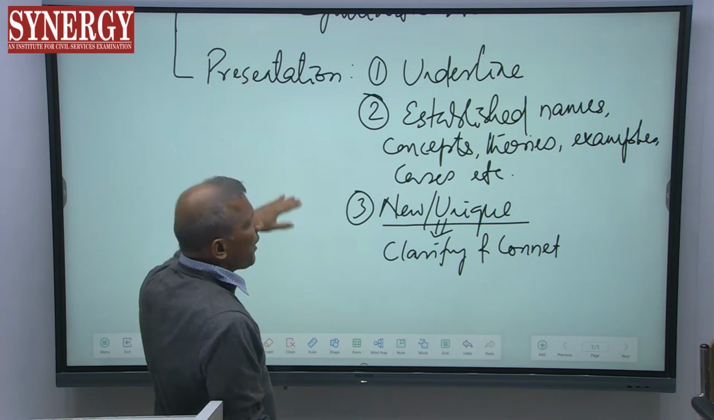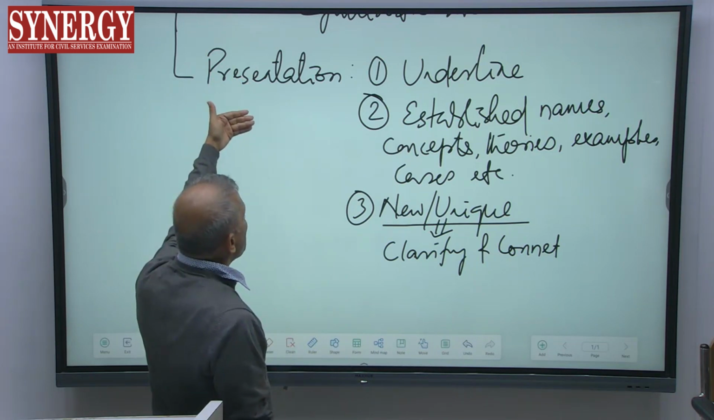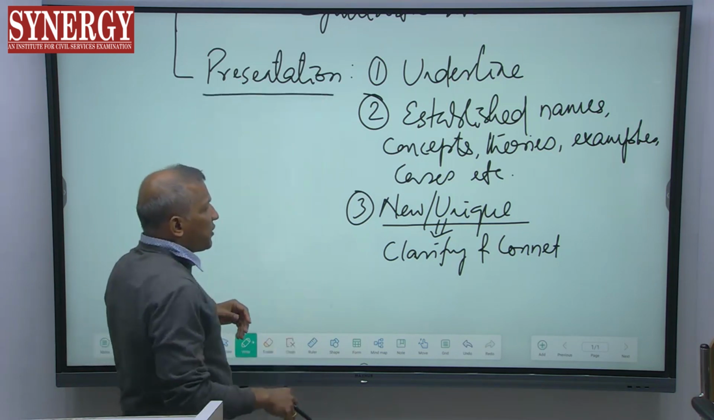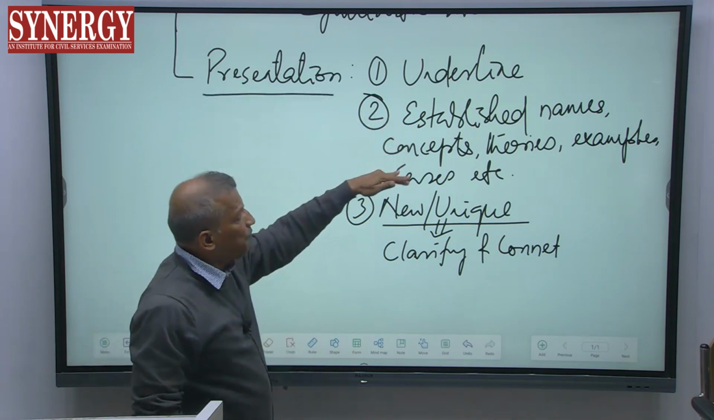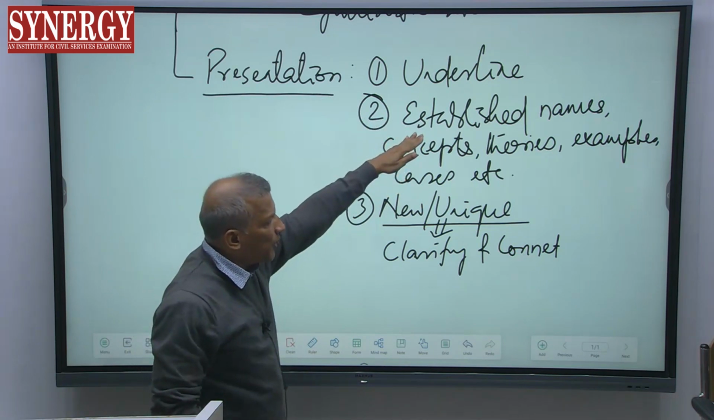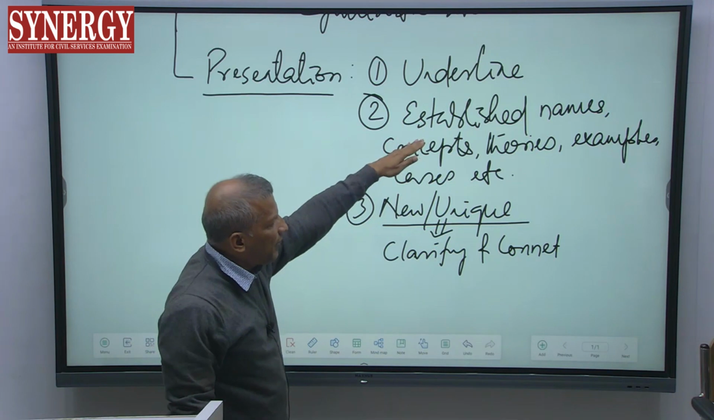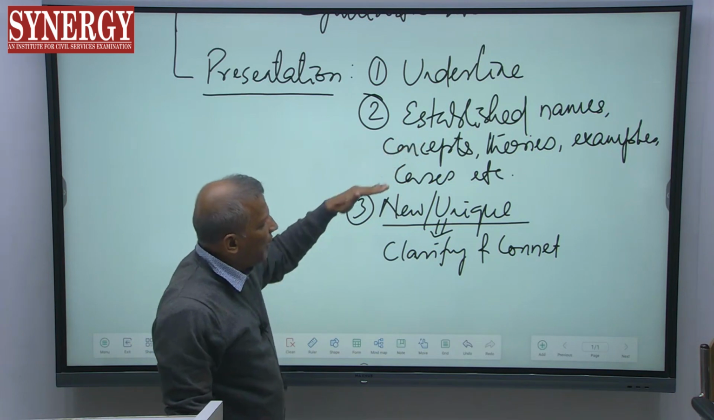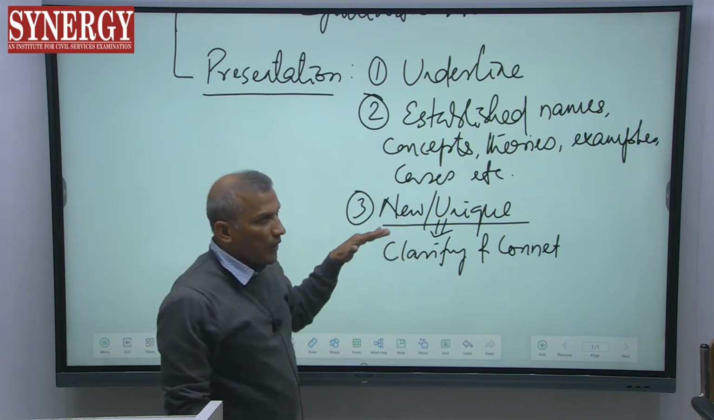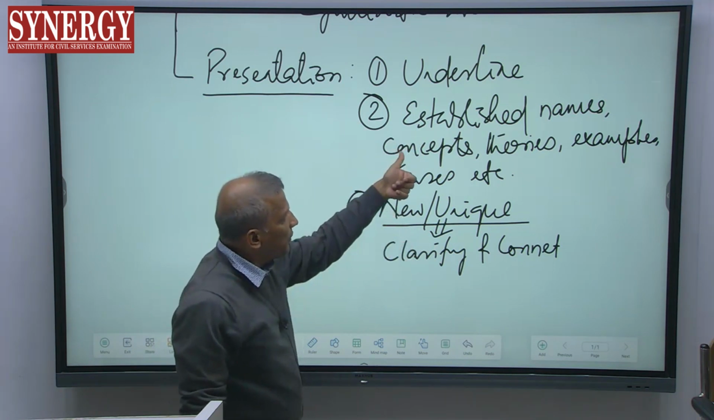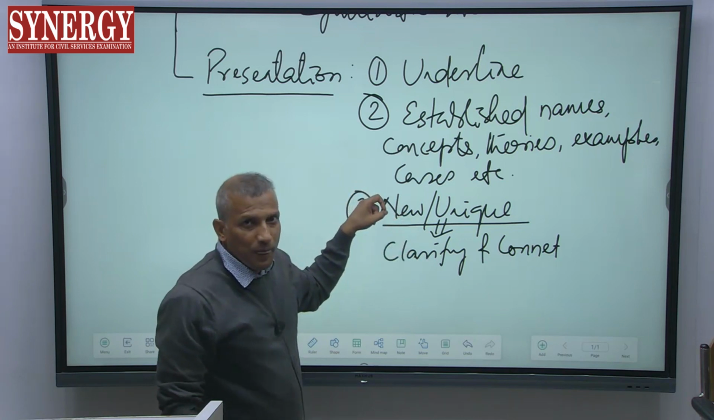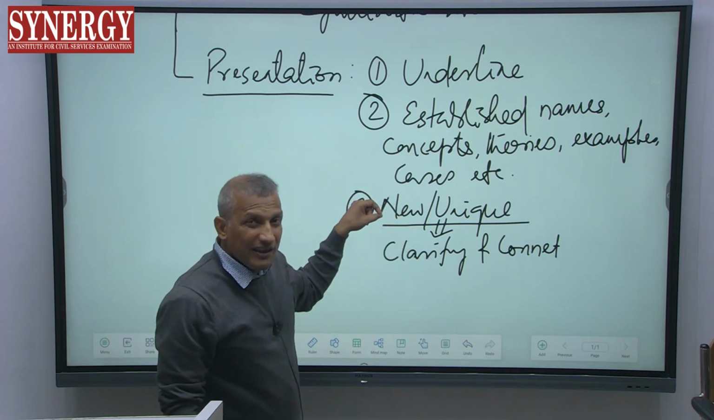So, as a part of the content, I would emphasize the importance of the presentation. You do underline, you do refer to the names and all these things, but your preference should be to take note of the established names, ideas, explanations. And when you refer to the unique or the new, in that case you first of all write these things, then you introduce this related to the theme that you are writing.